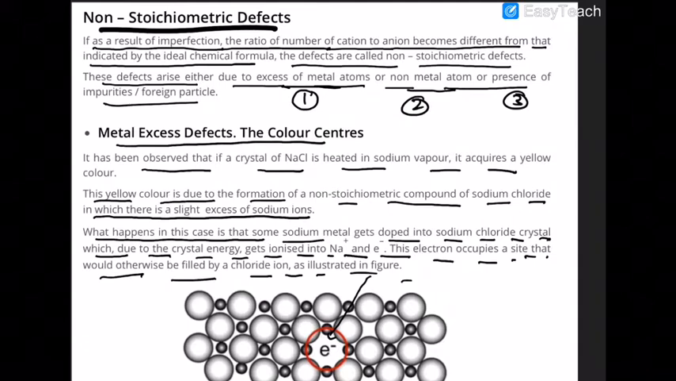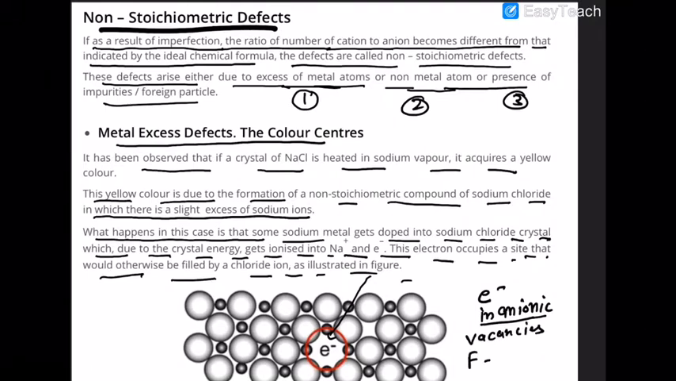You can see here, an electron trapped in an anionic vacancy is called an F center. I am repeating once more: electrons trapped in anionic vacancies are called F centers, and the F center is responsible for imparting color to the crystal of NaCl. Are you okay with that?